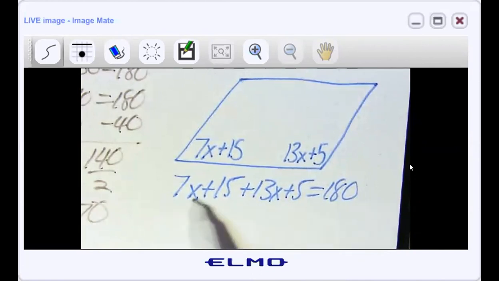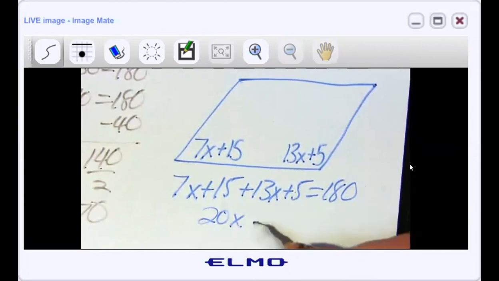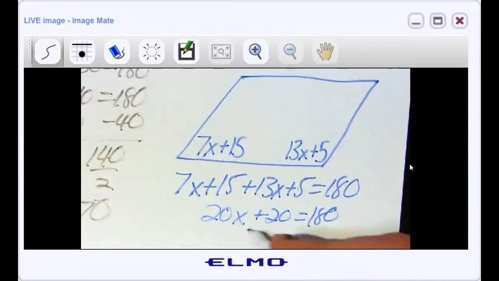And now I'm just going to solve. 7x and 13x is 20x. 15 and 5 is 20. And then I just solve like I always do.